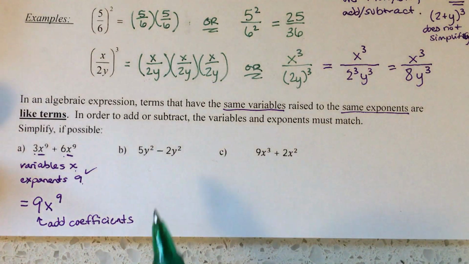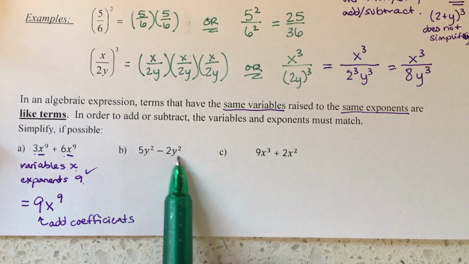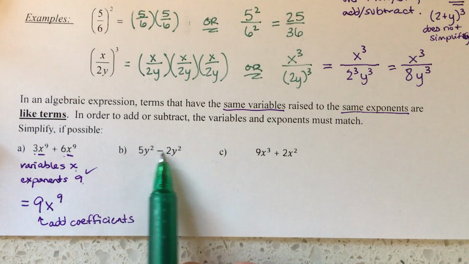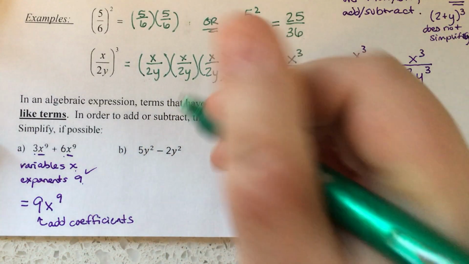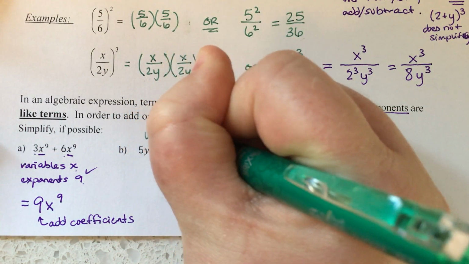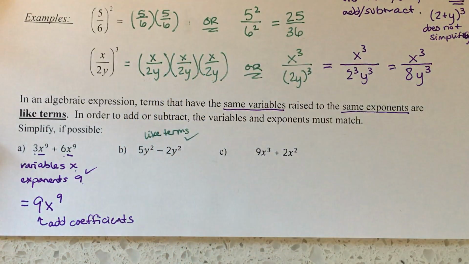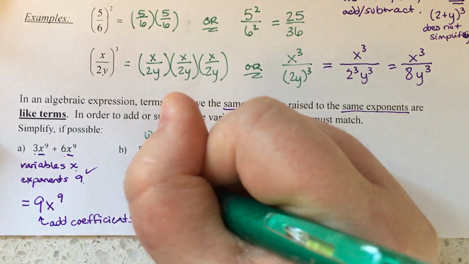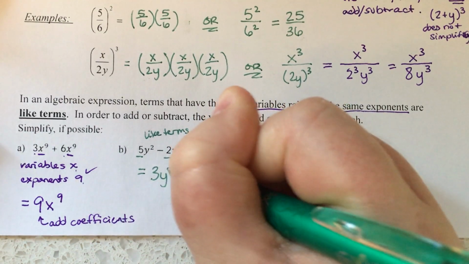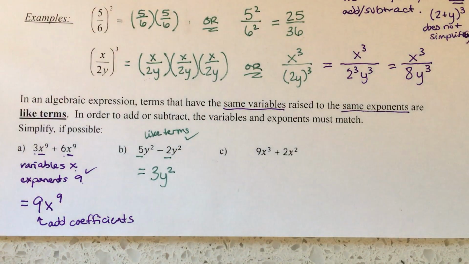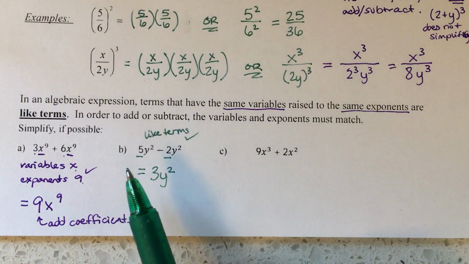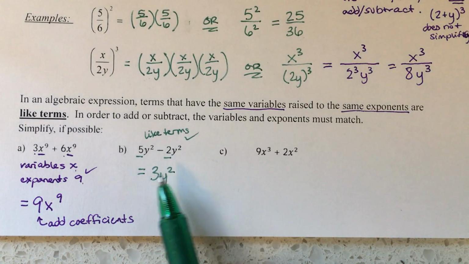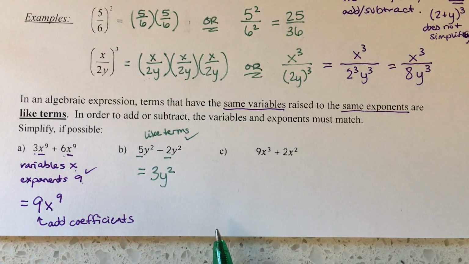Let's try another one. Here, my variables are both y and the exponents are both 2, so these are like terms. Like terms, check. Once they are, now we just need to do 5 minus 2, which is 3. And then we keep the same variable, same exponent. So 5y squared minus 2y squared is the same as 3y squared.